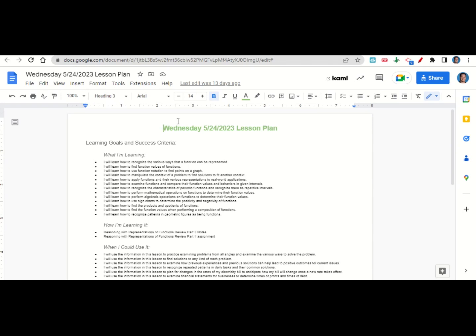How are we learning it? Through the Reasoning with Representations of Functions Review Part 2 notes and the Reasoning with Representations of Functions Review Part 2 assignment. When could we use this information?